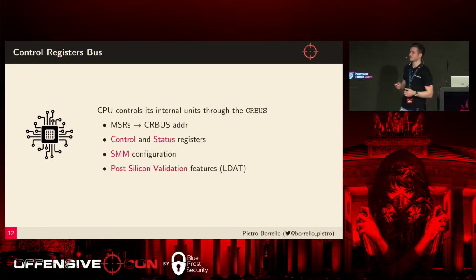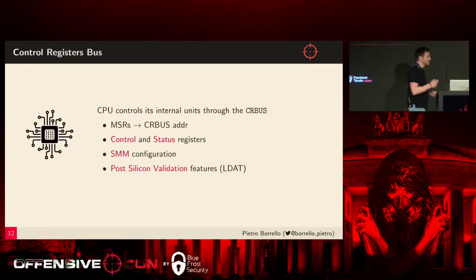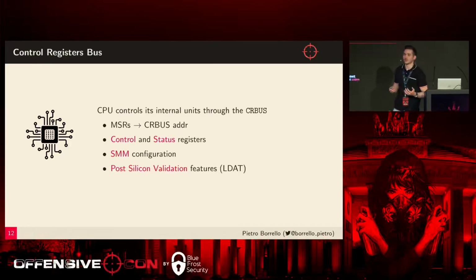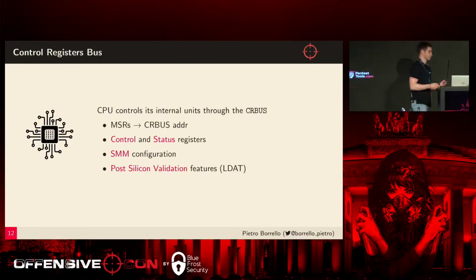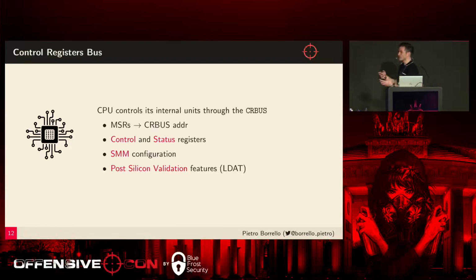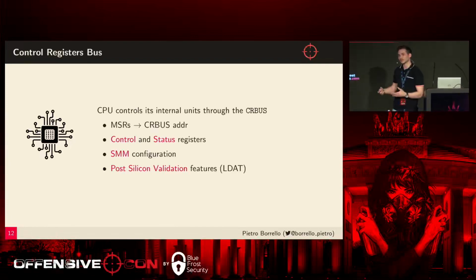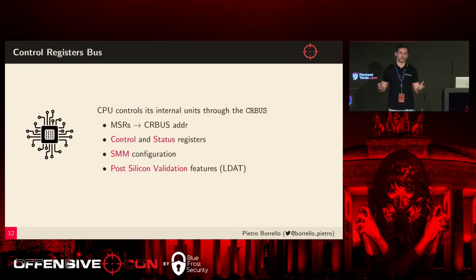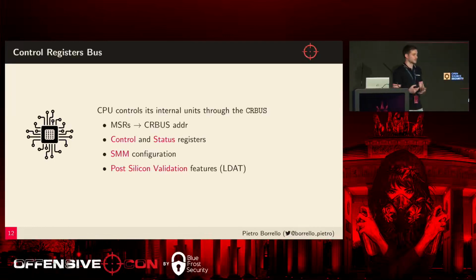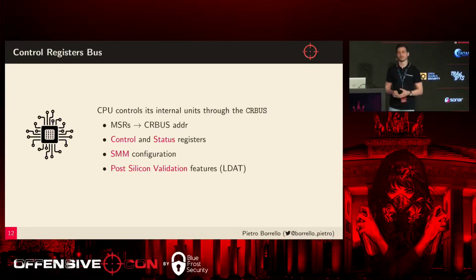And then there is a very interesting thing. That is, the LDAT is mapped into the control register bus. And the LDAT is a fundamental component for Intel CPUs that is made for post-silicon validation features. Meaning that, for example, a vendor that publishes a CPU needs a way to test it after being published. So it will use the LDAT to query the functionality and even fully access the internal components of the CPU to test for their functionality, and for performance guarantees and security guarantees. So the LDAT has full access to most of the internal components of the CPU.